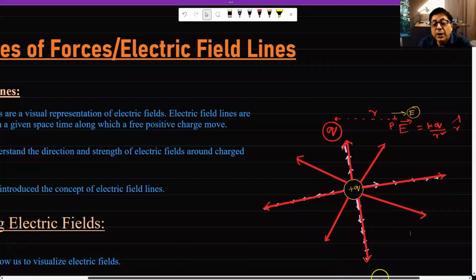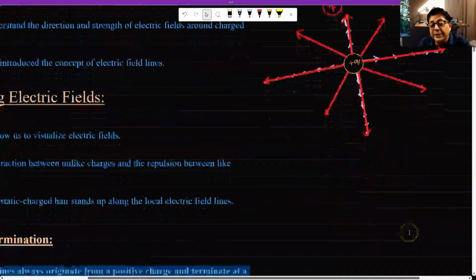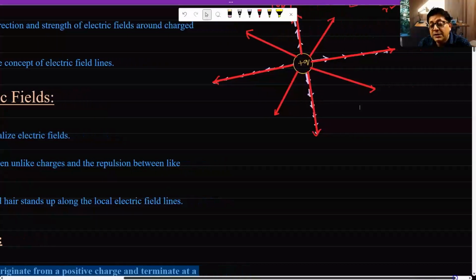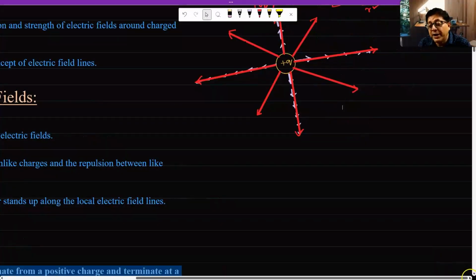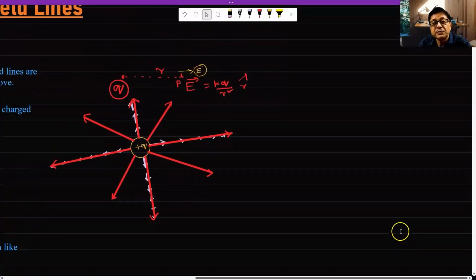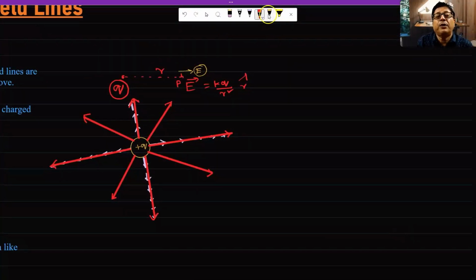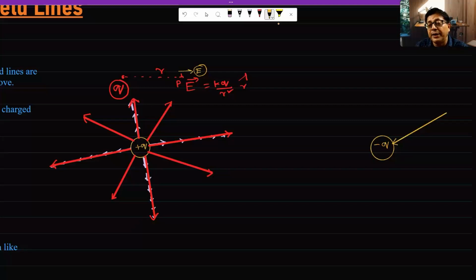Okay. Now if we try to draw them due to a negative charge, how do you draw it? It is radially outward for a positive charge. If you are going to do it for a negative charge, say minus Q, then we have to consider the direction in which a positive charge will experience force when it enters the electric field of this charge. It is obviously towards the charge.